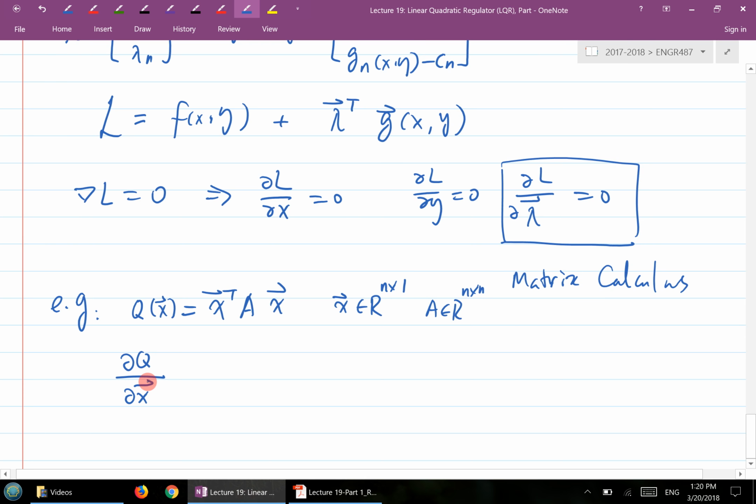Let's think about the simple case first. If this is all scalar, if n is equal to 1, this is basically x times a times x, which is a times x squared. It's quadratic. Now, if this is not a scalar but a vector, and you need to calculate partial q over partial x, this turns out to be basically A transpose x plus A x.